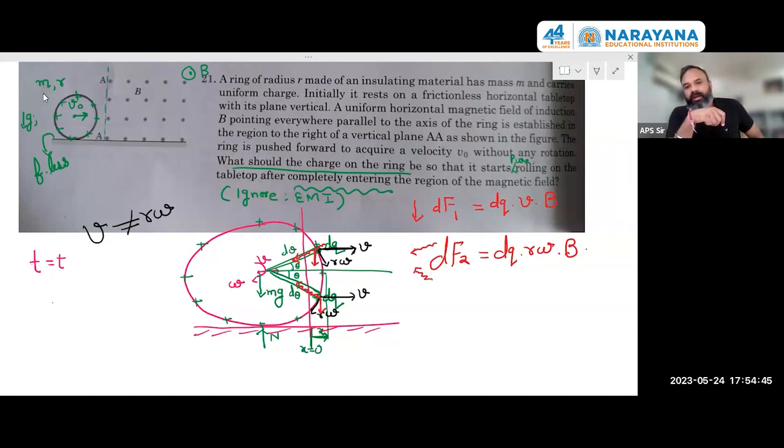Now at this junction, if I look into the torque given by all the forces prevalent on all the dqs, you understand that these are not going to provide any torque about the center. mg is not providing torque. Normal reaction is also not giving any torque.